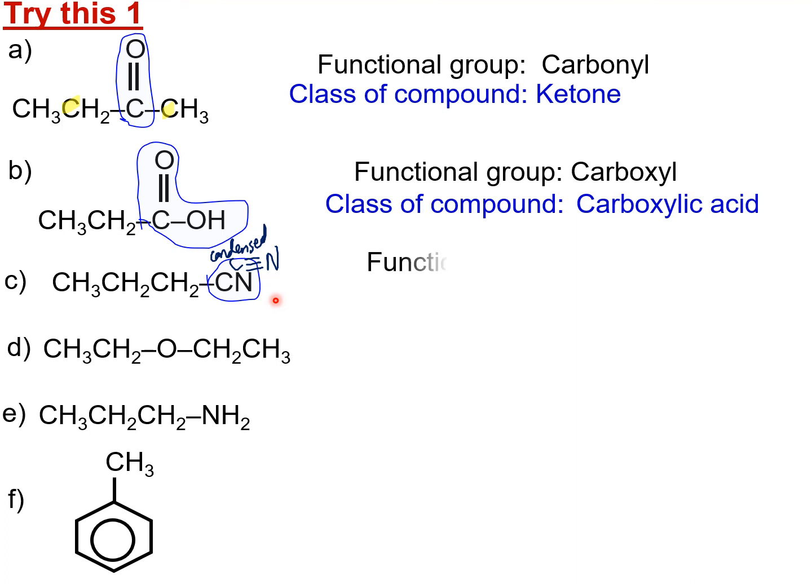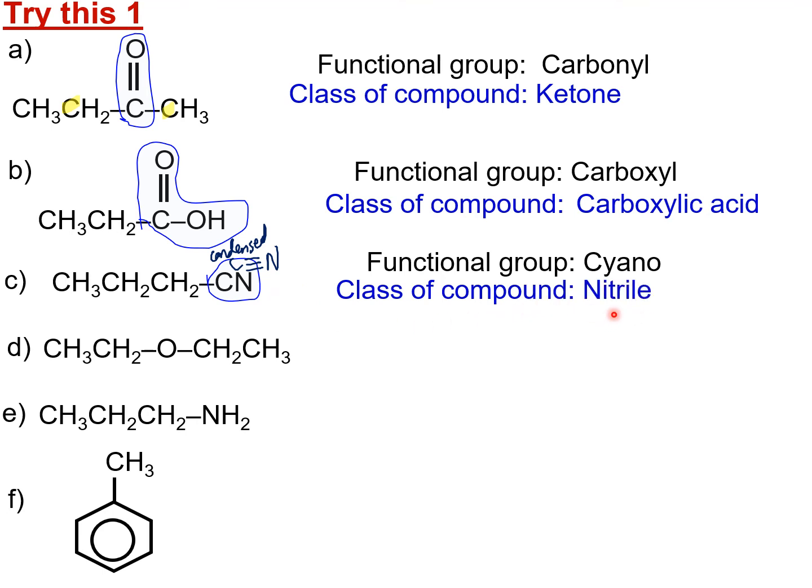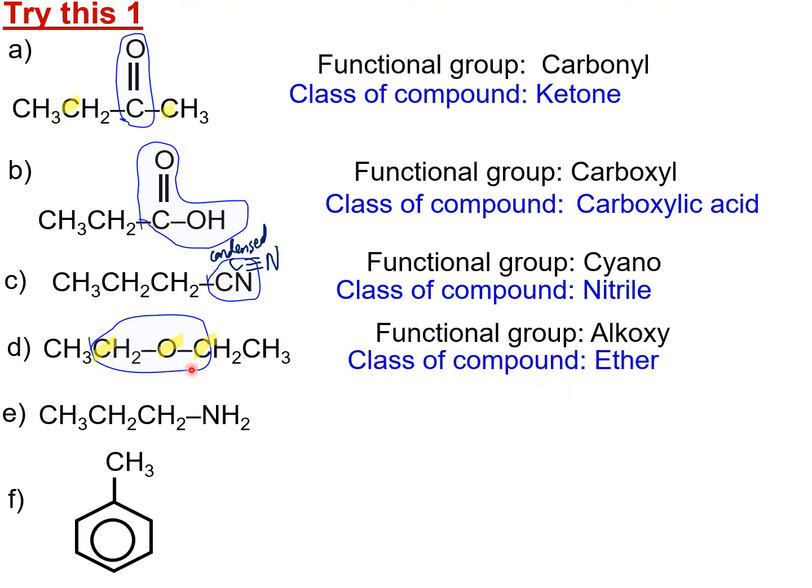Okay, so the name of the functional group for CN is cyano, or C triple bond N, and the class of compound is nitrile compound. Okay, and then next, moving on to this organic molecule, I can spot this functional group where we have COC. So what is the name of the functional group with the structure COC? Alkoxy. The class of compound is ether.